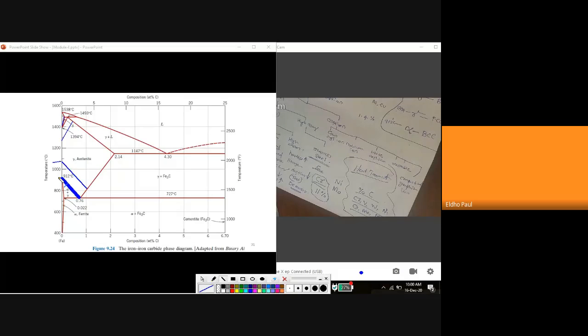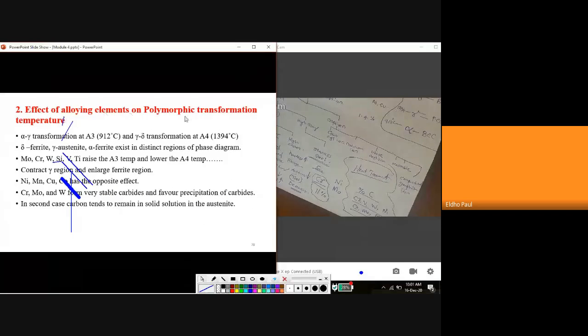Celsius. Or for any other composition, for example, for this composition of carbon, this is the corresponding change from alpha to gamma. But by adding the alloy elements, this point is shifted to this point. It may be this point, or another point. So there will be a rising of this A3 line, lowering of this A4 line. So the entire phase diagram is changed by the addition of the alloy elements. So that is the effect of alloy element on the polymorphic transformation temperature. And this is the effect of molybdenum, chromium, tungsten, silicon, vanadium, titanium.